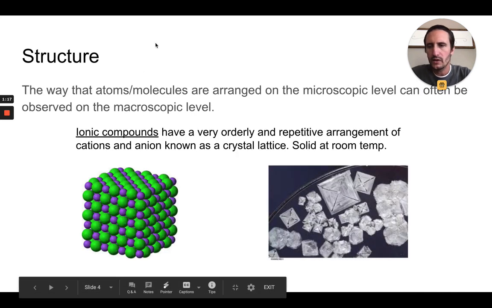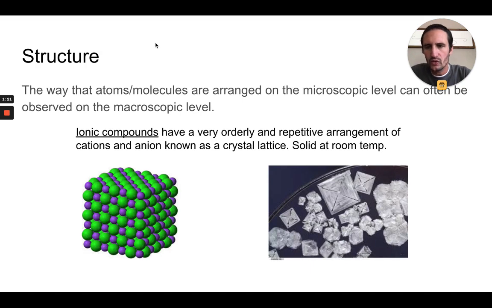So first, let's talk about the structure of substances. The way that atoms and molecules arrange themselves on a microscopic level can often be observed on the macroscopic level. So if we think about ionic compounds first, ionic compounds have very orderly and repetitive arrangements of cations and anions. We call this a crystal lattice.